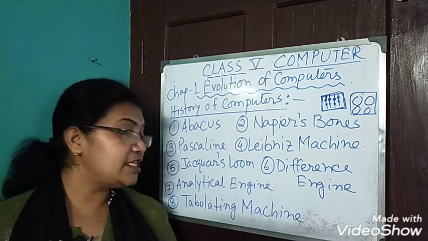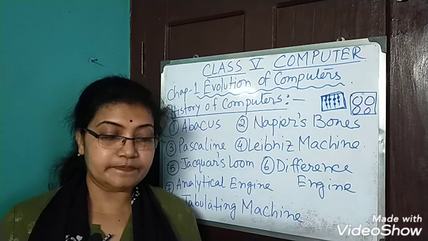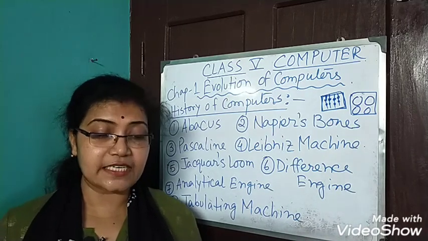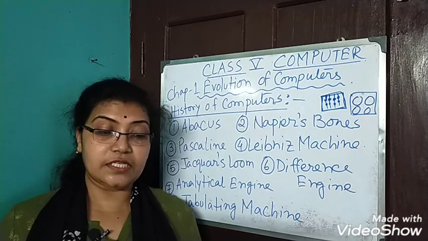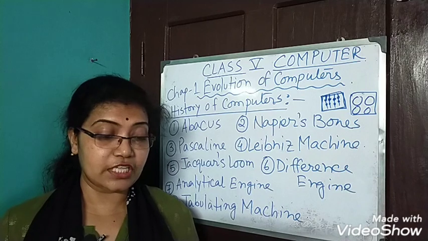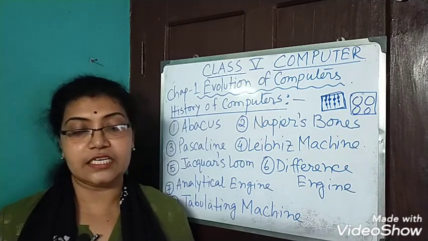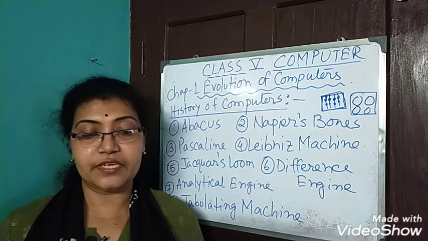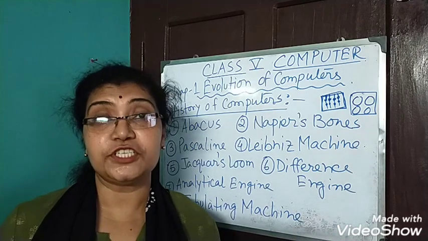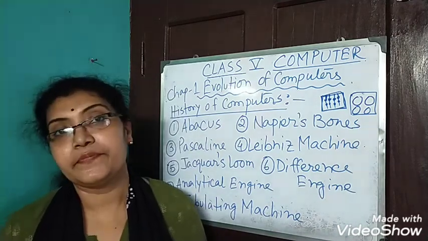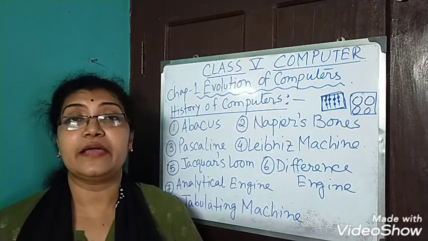Last one, tabulating machine. Herman Hollerith, an American, built the world's first practical calculating machine called a tabulator. It was invented to help process data for the US census in 1890. A few years later, in 1924, his company went on to become International Business Machines, that is IBM. Nowadays IBM is a very well known software company.